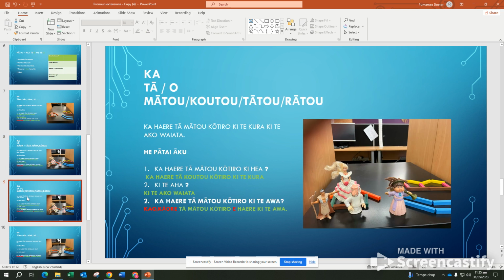Okay, haere tonu, now we move on to mātou, koutou, tātou, rātou. Again, using the tā in reference to the kōtiro. Rite tonu ngā kōrero. Now we move on to ka haere tā mātou kōtiro ki hea. Ka haere tā koutou kōtiro ki te kura. Pātai anō ki te aha, ki te ako waiata. Te kāhoretanga, ka haere tā mātou kōtiro ki te awa. Kāore tā mātou kōtiro e haere ki te awa.